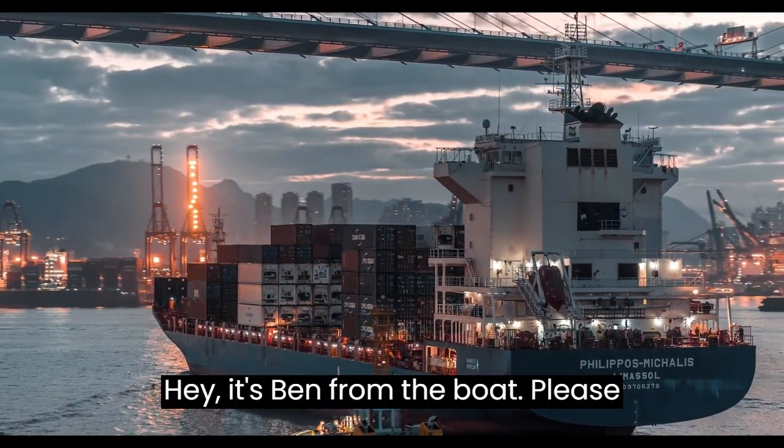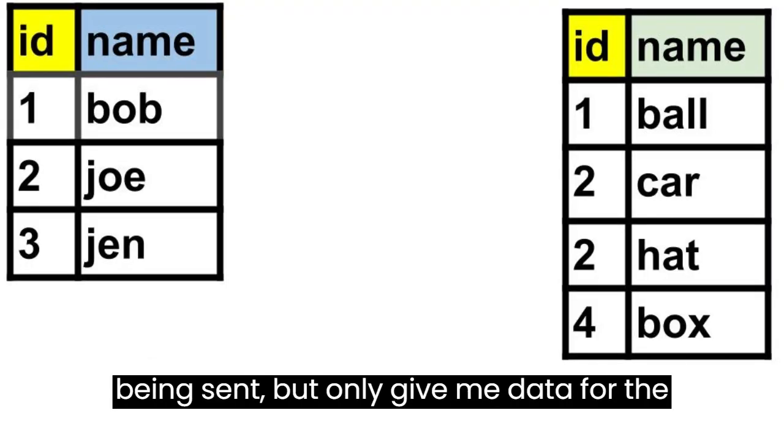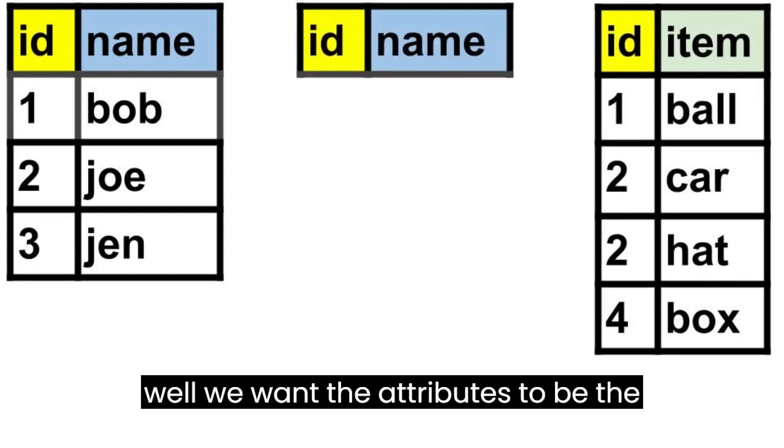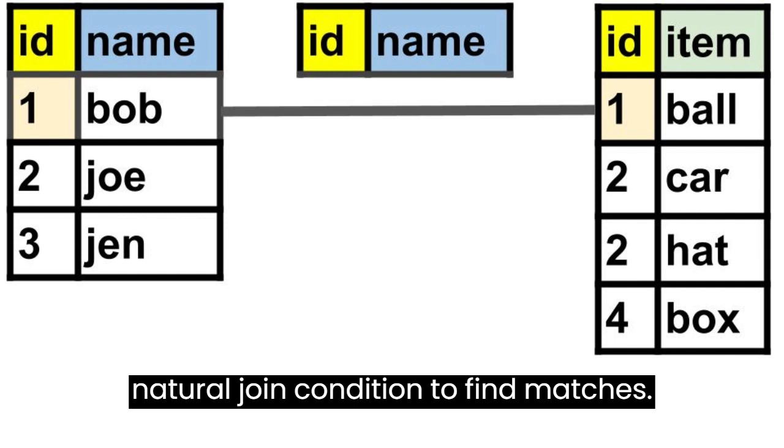Hey, it's Ben from the boat. Please give me a list of people who have an item being sent, but only give me data for the people, not the items. Okay, well, we want the attributes to be the same as the people table. Let's use the natural join condition to find matches.